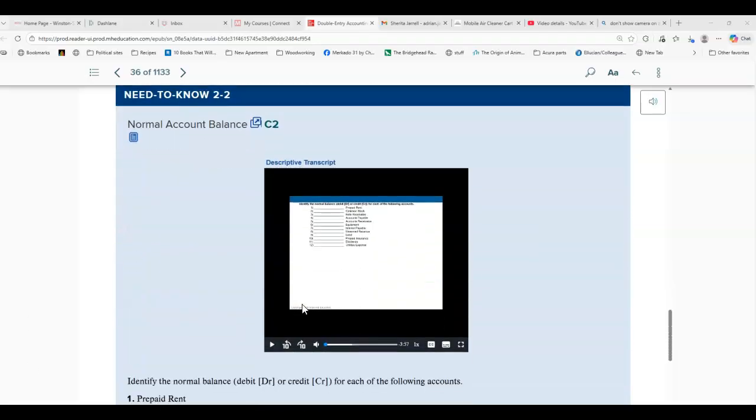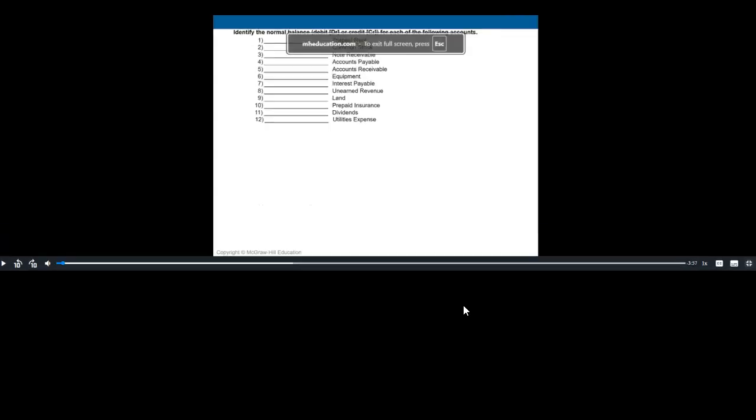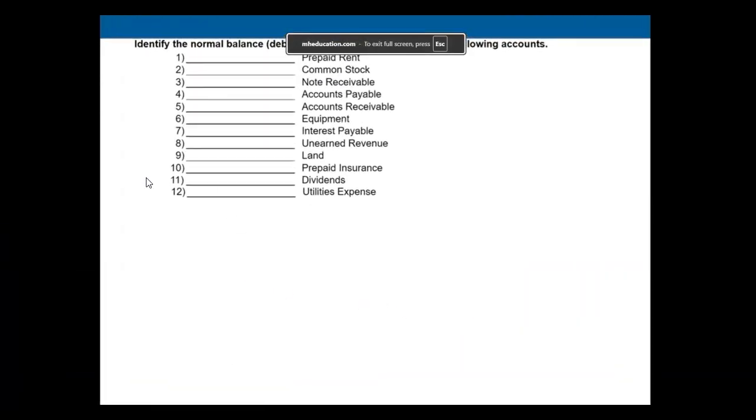Let's scroll down and look at this little problem, and they're asking us to identify the normal balance of these accounts. If you understand what the account is, then you will understand whether it's a debit or a credit balance. For example, prepaid rent. In your mind, think, what is that? It's an asset. I have prepaid something. I have paid for something I'm going to be able to use up later. I paid for rent that I'm going to be able to use for the next several months.